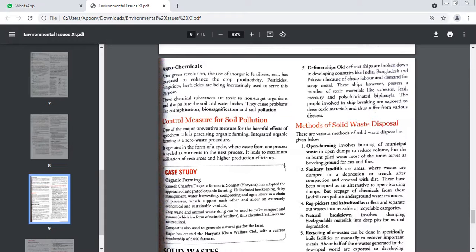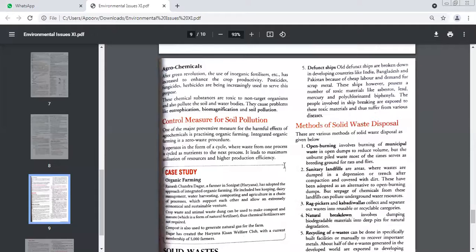Beta, the first category that we had, we can put them in open dumps. So they reduce the volume, but the unburnt piled waste most of the time serves as a breeding ground for rats and flies. This is one problem. All the municipal waste, we can always put in a pit and dump it. But when most of the waste is dumped at one place, they become breeding grounds for rats and flies. So this is not a very good method.